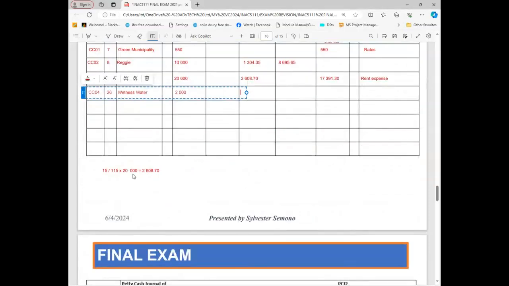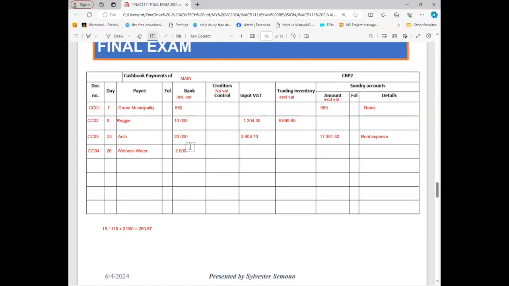Let's see. You can even come here. You can just change this to be 2,000. I just want to say 2,000, 2,000. And then how much do I get? I get 260, similar to what I just did, 0.87. Okay, that's the VAT that I'm looking for. So this VAT will be under VAT here. But it was for water.